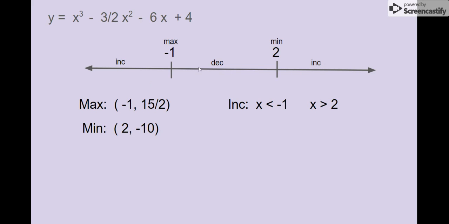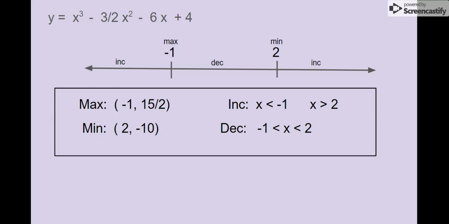And decreasing would be this middle section going from negative 1 to 2. So if I wanted to write that out mathematically, that'd be decreasing when negative 1 is less than x is less than 2, if I write that out with the inequalities. So that was an example where we found our extreme values and our increasing and decreasing intervals.